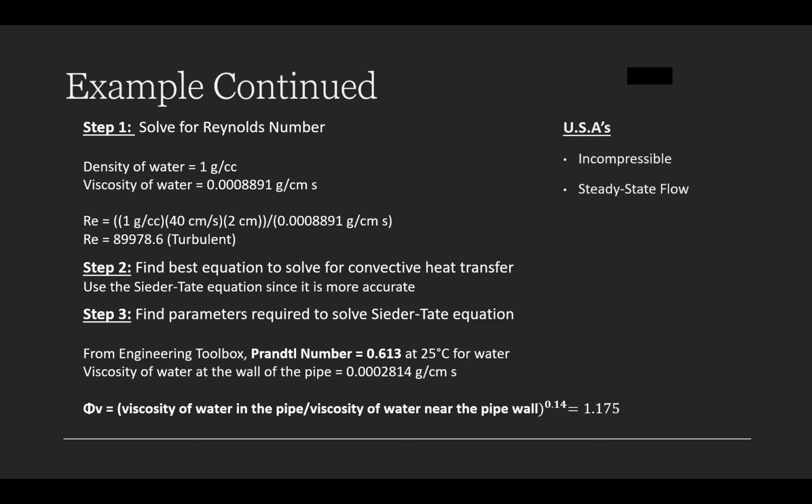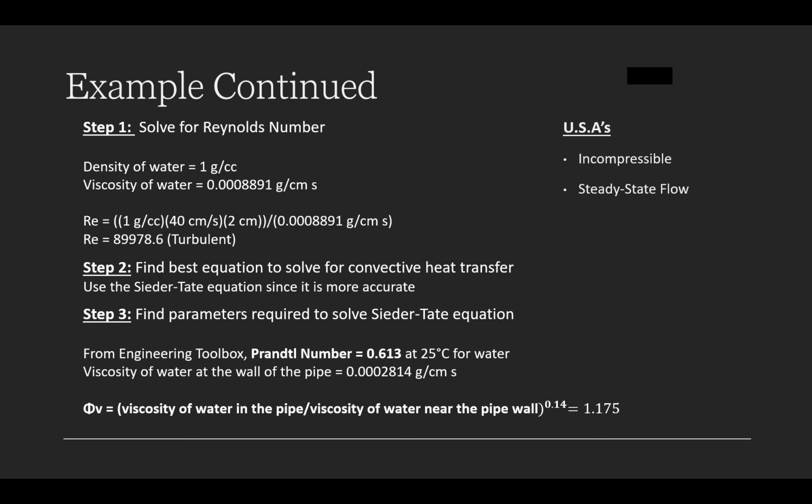The next step is to determine which equation to use to solve the problem. The Sieder-Tate equation is the best option for this problem since it takes into account the conditions of the fluid near the wall. Step 3 involves finding unknown values in the Sieder-Tate equation from Engineering Toolbox. The Prandtl number of water at 25 degrees Celsius is 0.613. And viscosity of the water near the pipe wall is 0.002814 g/cm times seconds.